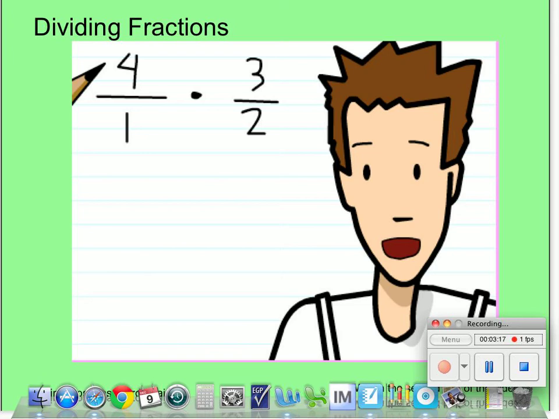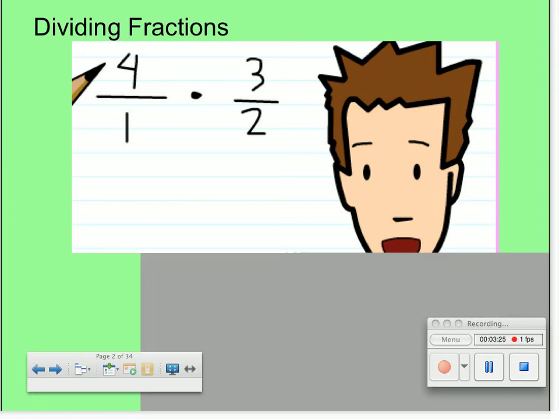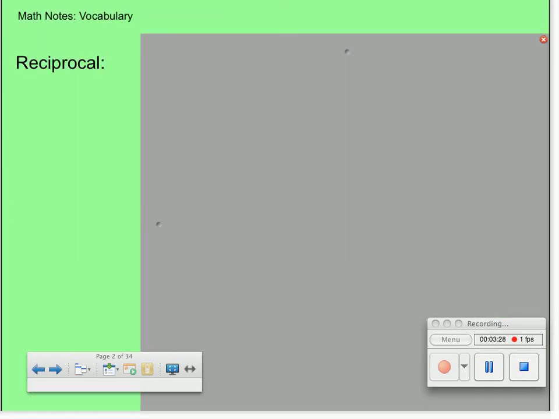What are you watching? So you're going to chat with your AB partner now about what you notice about dividing fractions, how they are similar and how they are different to multiplying fractions.